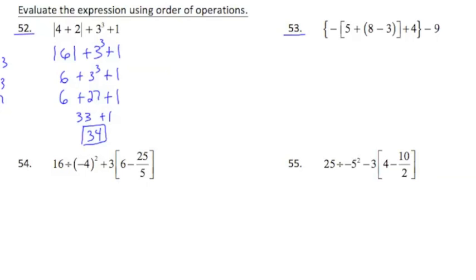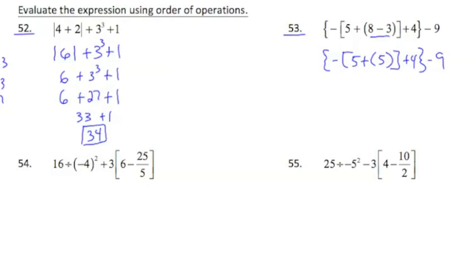Okay, so in question 53 I have braces, brackets, and parentheses in there, and so I kind of look at this as a problem inside of a problem, and so I kind of keep working my way inside of these braces and brackets till finally I get to these parentheses, and this is where I'm going to start, with this 8 minus 3. So I'm going to copy all the rest of the stuff down, and 8 minus 3 is going to give me 5 as my answer inside the parentheses.